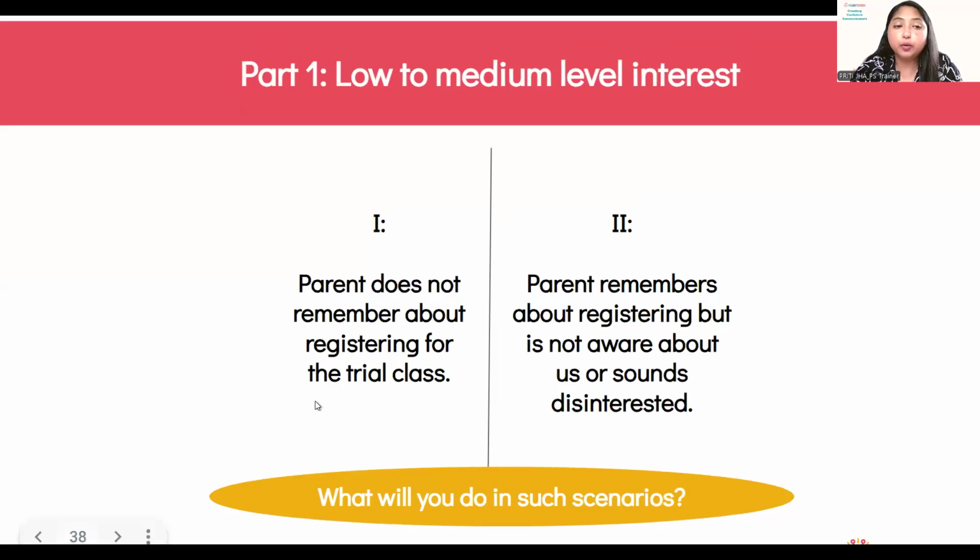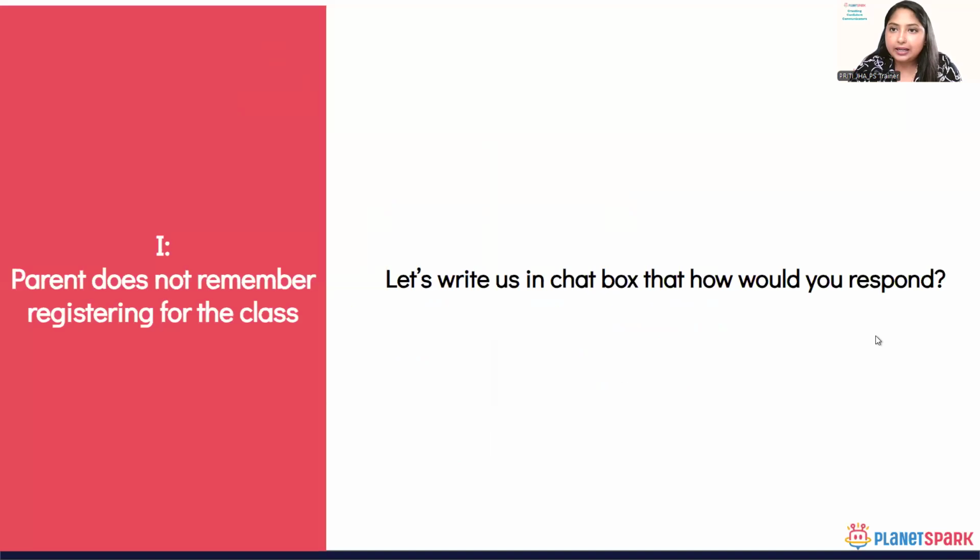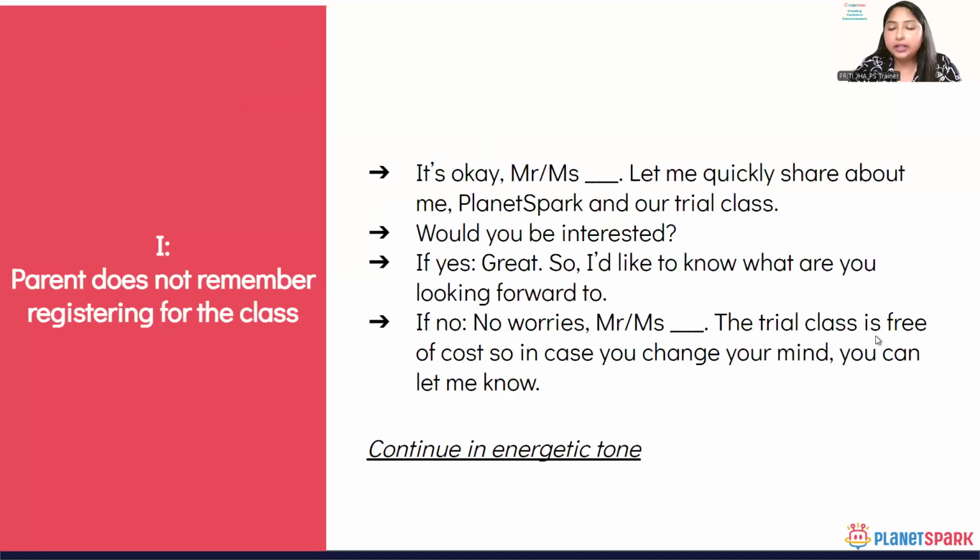Let me give you a brief about PS and what we do here. If you're still interested, we can go ahead and schedule a demo. Wonderful. Absolutely. This is what we are going to do here as well. If the parent does not remember registering for the trial class, we cannot remind him. Reason being, we ourselves would not know whether the parent has booked from Insta or YouTube or from which website, from which advertisement, and when did he book it? How will I remind him, right?